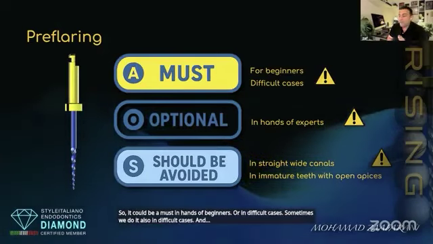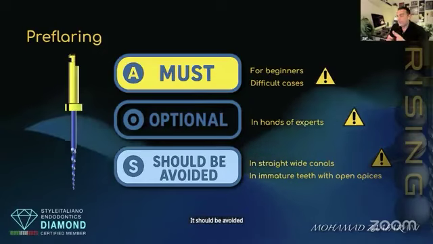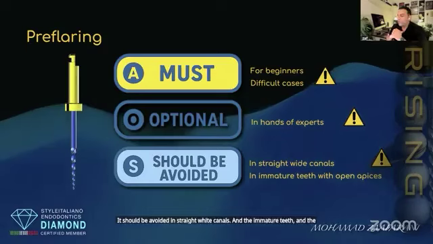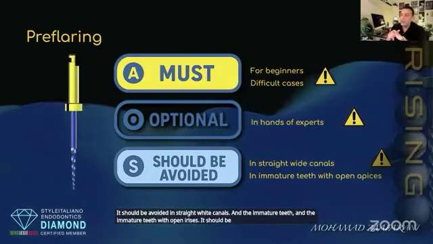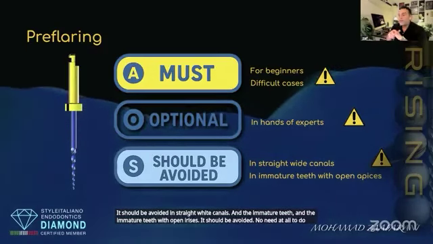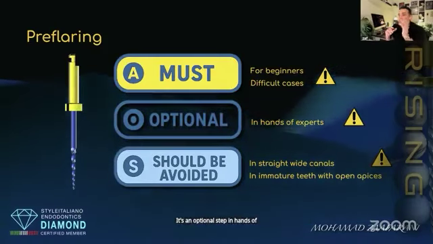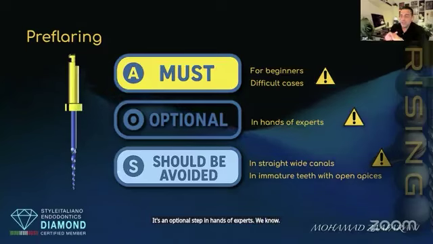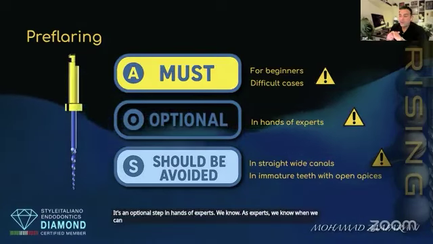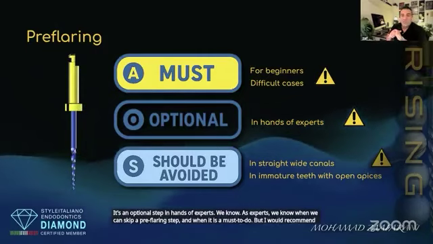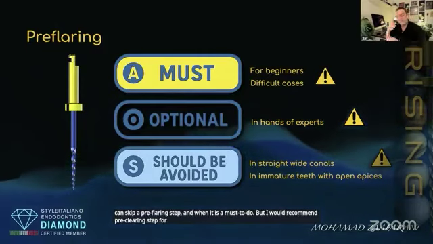And it should be avoided in straight wide canals and immature teeth. In immature teeth with open apices, there is no need at all to do pre-flaring. It's an optional step in the hands of experts. As experts, we know when we can skip a pre-flaring step and when it is a must to do. But I would recommend the pre-flaring step for beginners for safer preparation.